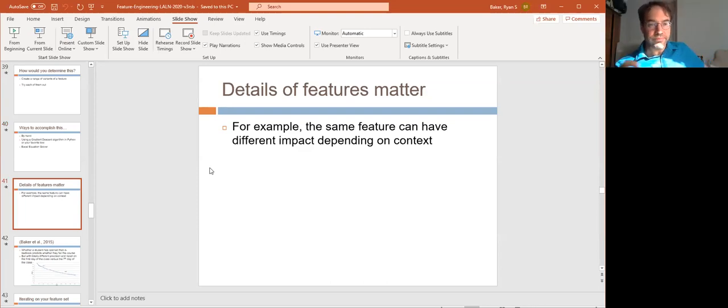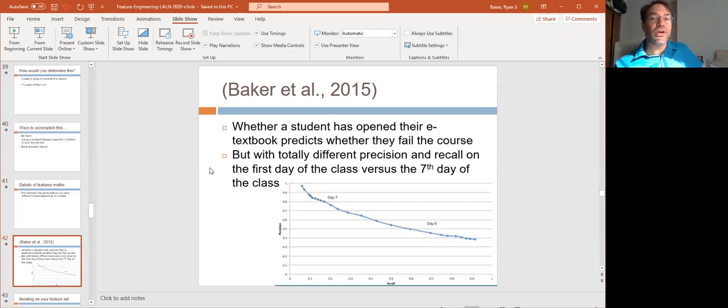Details of features matter. Yes, you're right, Andrew. Details of features matter. For example, the same feature can have a different impact based on context. I've got a fun example for that. Baker, Lindrum, Perkowski, and Lindrum, 2015. My second or third favorite paper title of the lists of authors I've been involved in.